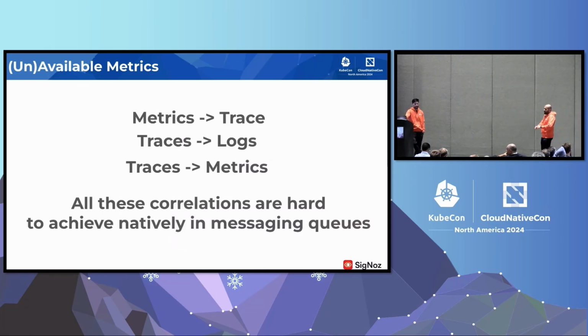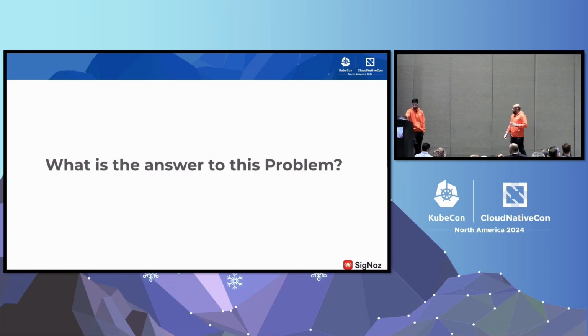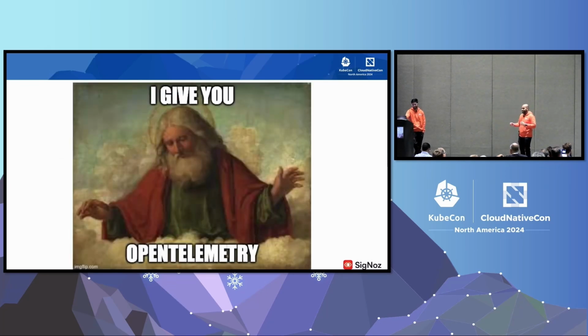So I have been very verbose about the problems till now. Let's talk about these things in a very concise manner. I just want to say that there is no correlation between metrics and traces, traces and logs, and traces and metrics. So what is the answer to that problem? I just want to thank all the contributors and maintainers of OpenTelemetry. OpenTelemetry is doing a lot in helping this, and I will hand over the whole presentation to Shivanshu now.